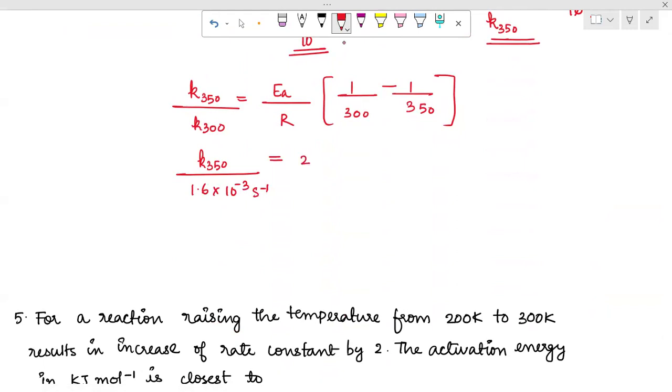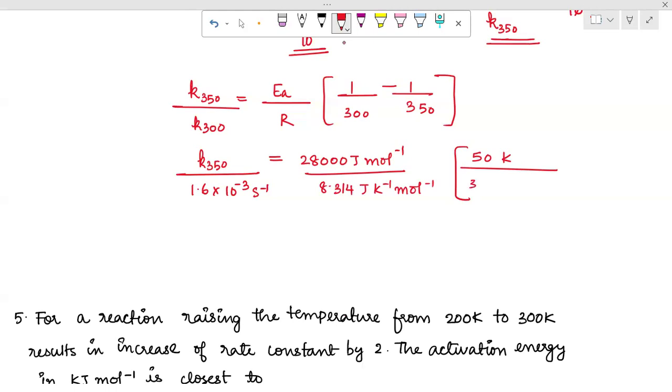Activation energy is given as 28,000 joules per mole divided by R. R is not given, so you have to take it. If it is in joules, you can take it as 8.314 joules per Kelvin per mole, into 350 minus 300, which is 50 Kelvin, divided by 300 into 350.